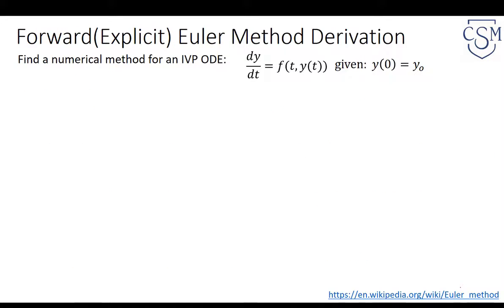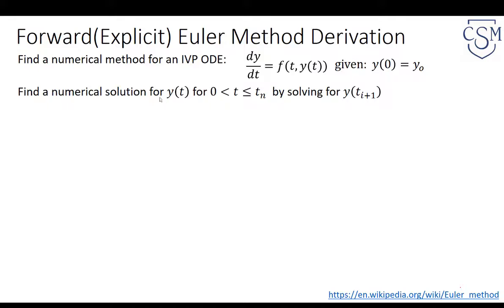Let's derive the forward Euler method for solving ODEs, and specifically an initial value problem ODE, where we have some first order differential equation equal to some function with respect to t and y given an initial value of y. This is often called explicit Euler method. So we'd like to find this numerical method for y of t for any t greater than 0 up to some t we'd like to know. In order to do this, we'll solve for y at different time steps, where ti plus 1 is just ti plus some change in time, some delta t.